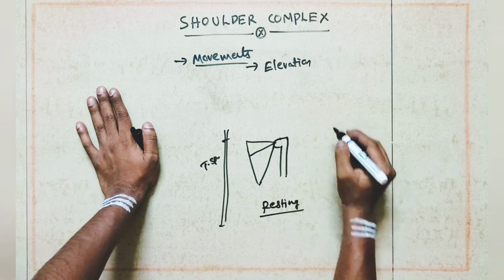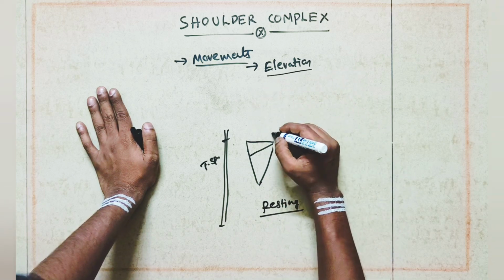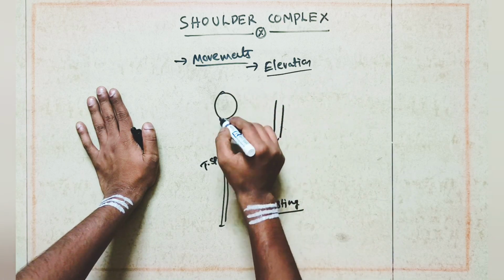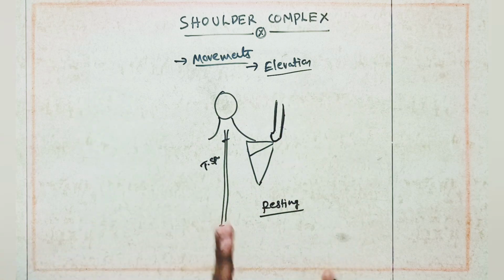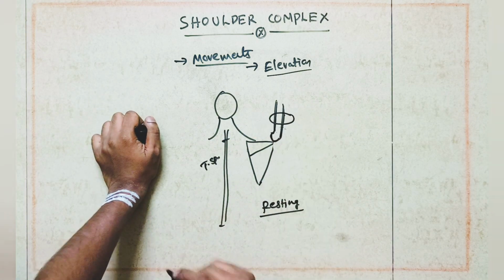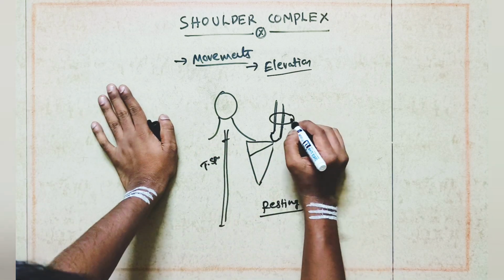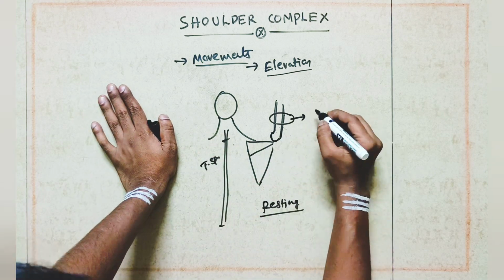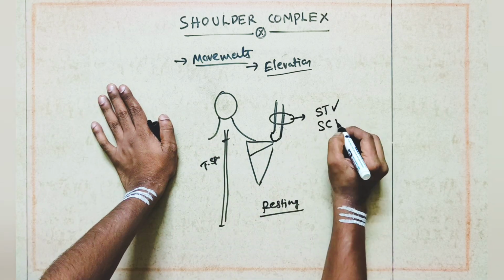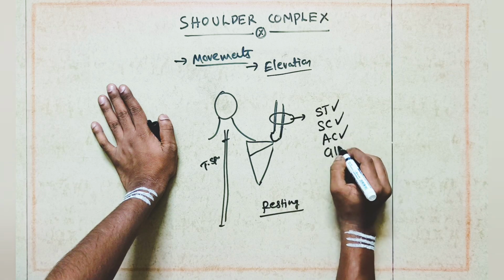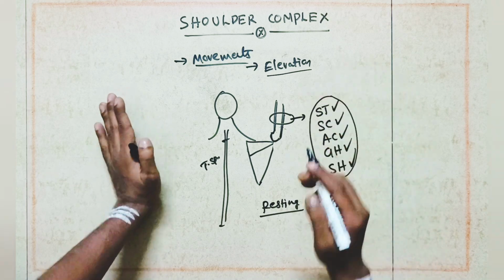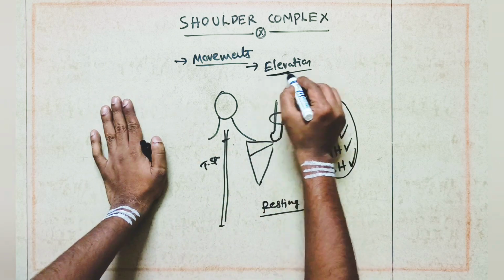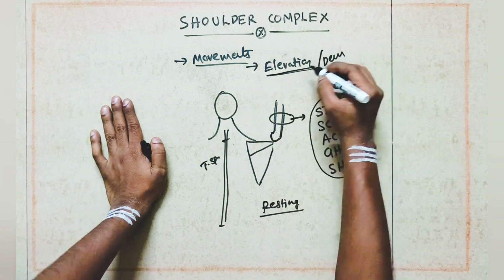Suppose the patient is doing elevation, then the humerus will move like this. Here will be the head, and this is our neck. This is the elevation activity. The point is, if a person is doing elevation, the movement requires the scapulothoracic joint, sternoclavicular joint, acromioclavicular joint, glenohumeral joint, and suprahumeral joint. All these 5 joints are involved together to create one movement, either elevation or depression, mostly elevation.